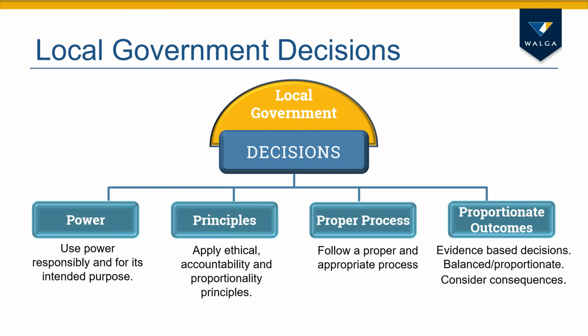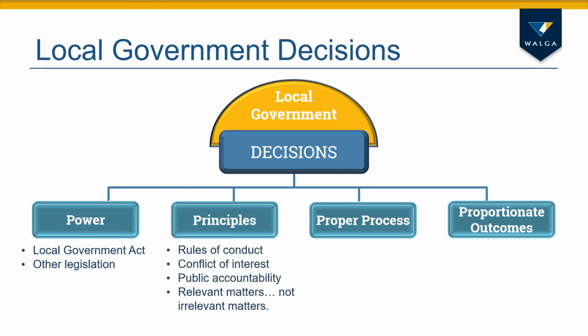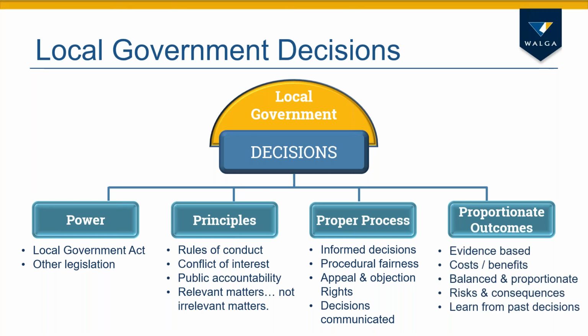There's a lot to consider in making local government decisions. So with the Integrity in Decision-Making framework, what are the considerations and influences for local government? In respect to power, you have the Local Government Act and other legislation. Principles, rules of conduct, conflict of interest, public accountability, relevant matters and not irrelevant matters. Proper process, we have informed decisions, procedural fairness, appeal and objection rights, and decisions communicated. In respect to proportionate outcomes, we have evidence-based, costs and benefits, balanced and proportionate, risks and consequences, and we learn from past decisions.